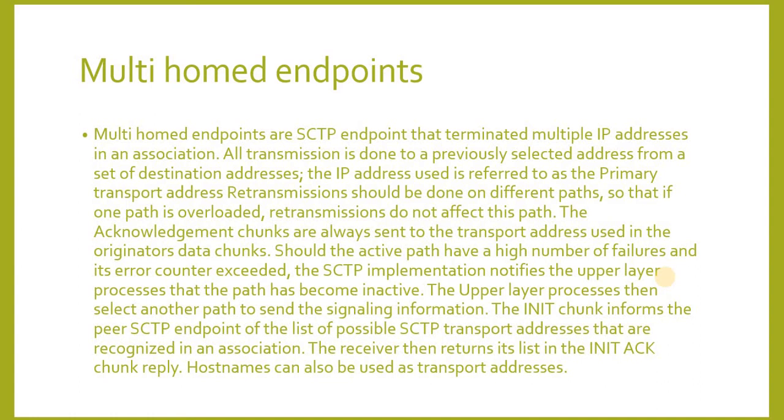Should the active path have a high number of failures and its error counter exceeded, the SCTP implementation notifies the upper layer processes that the path has become inactive. The upper layer processes then select another path to send the signaling information. The INIT chunk informs the SCTP endpoint of the list of possible SCTP transport addresses that are recognized in an association. The receiver then returns its list in the INIT ACK chunk reply. Hostnames can also be used as transport addresses.